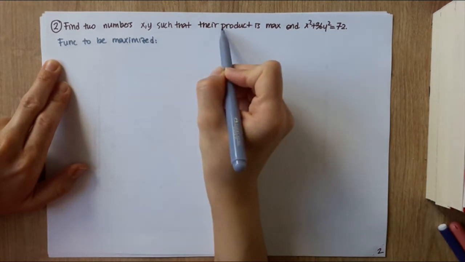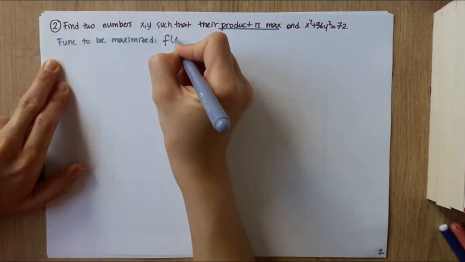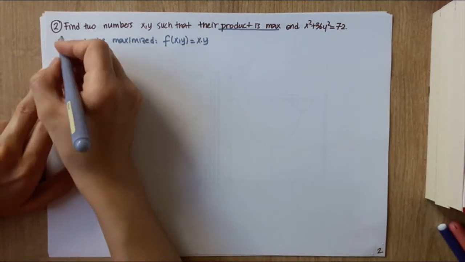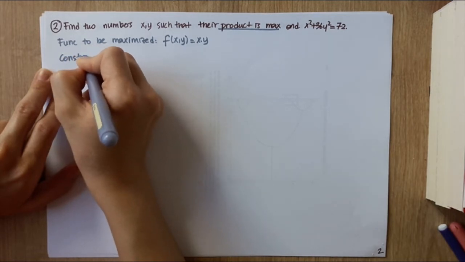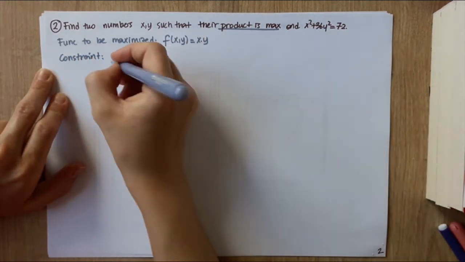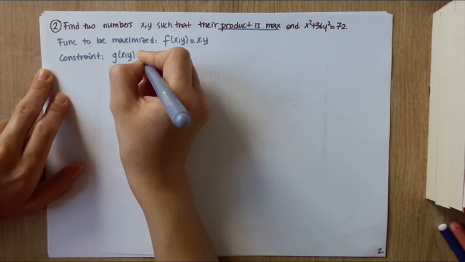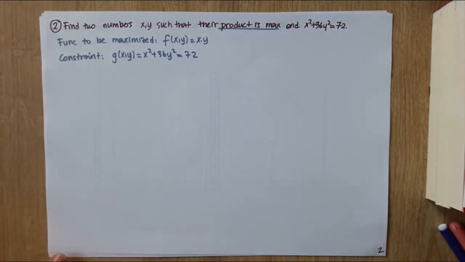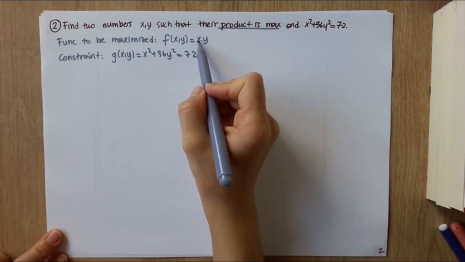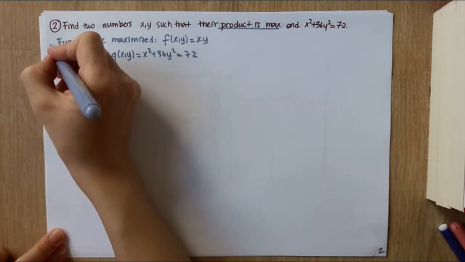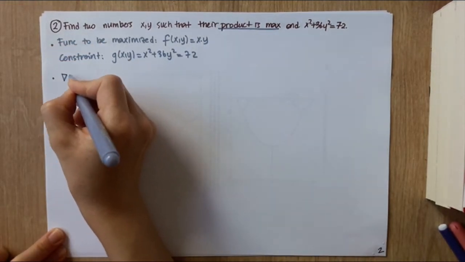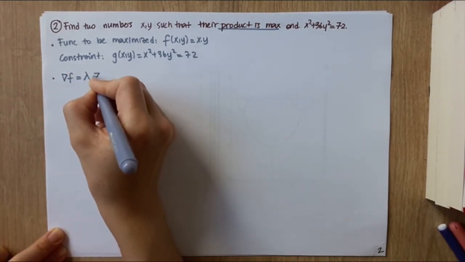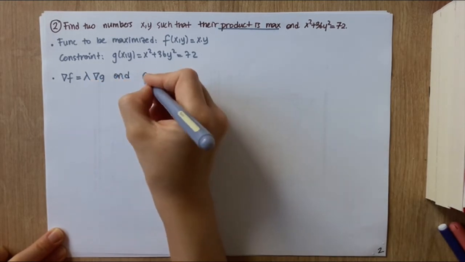Because we want to find the maximum product, the function will be f of x, y equals x times y. And the constraint function here is given as g of x, y equals x squared plus 36y squared equals 72. So we have the function to be maximized, and we have the constraint function. So it's time to write the Lagrange equations. Gradient f equals lambda times gradient g, and the constraint.